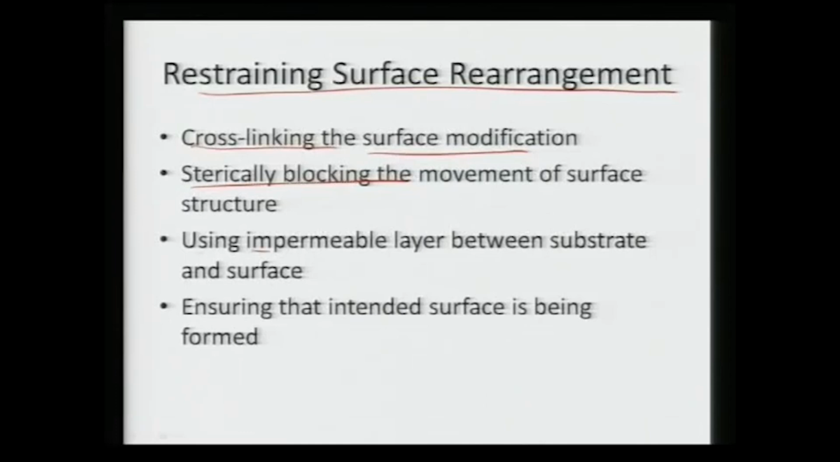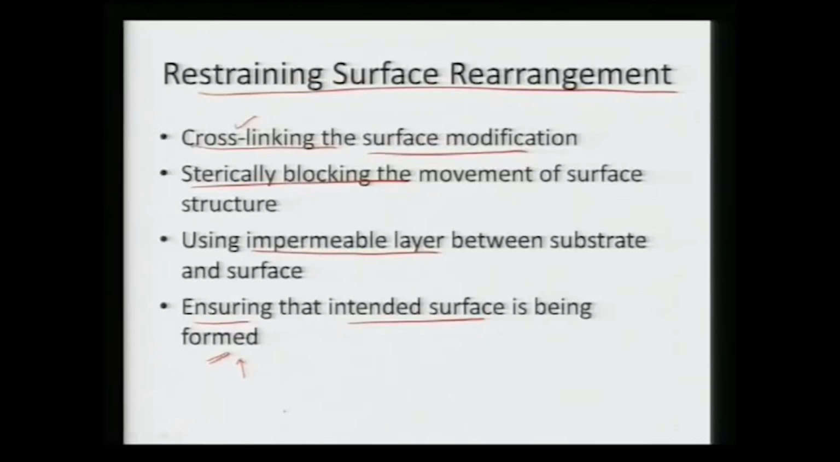We can also introduce an impermeable layer between the substrate and the surface. So, again we can impart a barrier between the substrate and the surface, so that the rearrangement can be restricted. And after we have done all that, we also need to characterize the surface and ensure that the intended surface is really being formed. Otherwise, the overall device is of no use, because we want to make sure that the intended surface is really forming. It is not getting rearranged to a different structure and getting damaged.